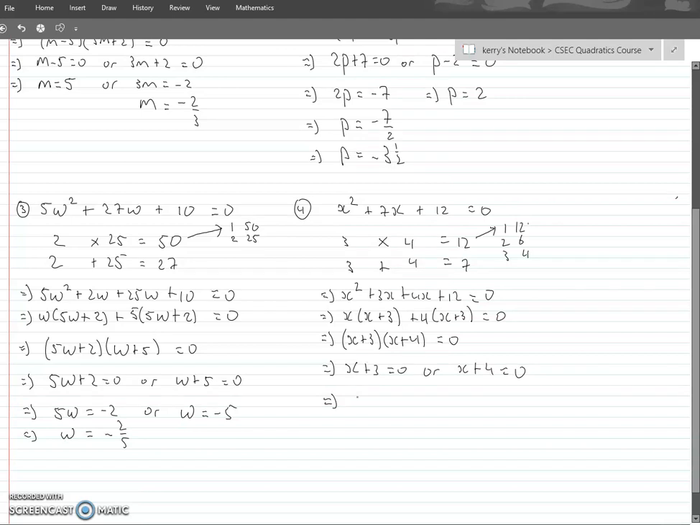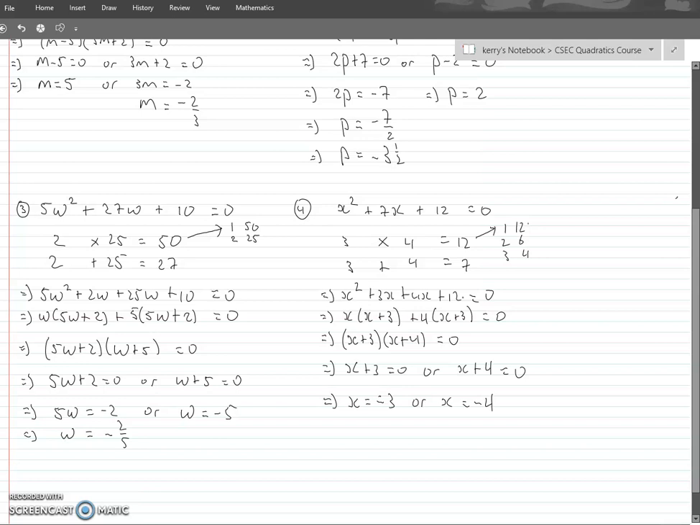So this will now give us, when we subtract 3 from both sides, x is equal to 0 minus 3, which is minus 3, or x is equal to 0 minus 4, which will give us minus 4. And those are your two answers there. So this is how we factorize and solve a quadratic. When a is 1, there's a special way to do this one, a shortcut way. But I will get to that in our upcoming video.